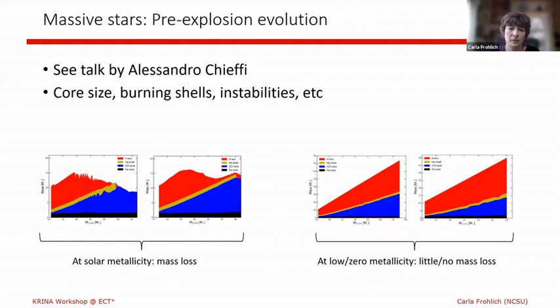For example, the final core size of these models when they start collapsing will have an impact. What the instabilities are doing and the different burning shells, how they set up the structure during the evolution, that impacts the signals from the core collapse supernova. And also the mass loss during the evolution will impact what the signals look like. So the figures I'm showing here in this slide are sets of progenitor models that we used in our studies, and they're for different mass ranges.